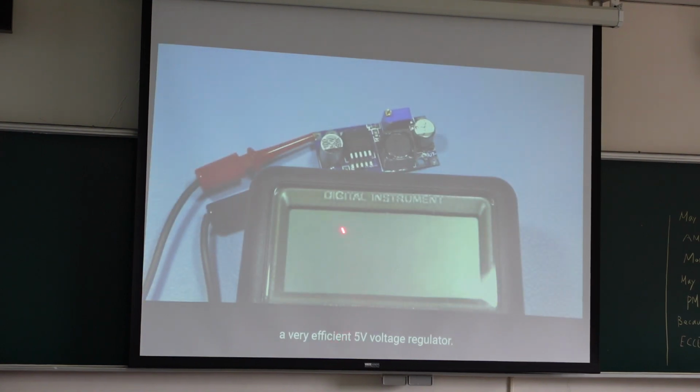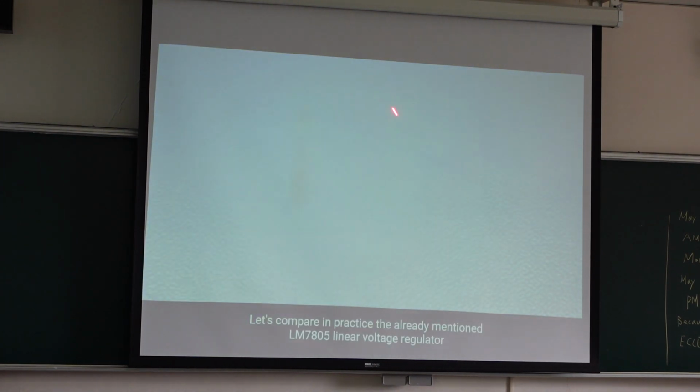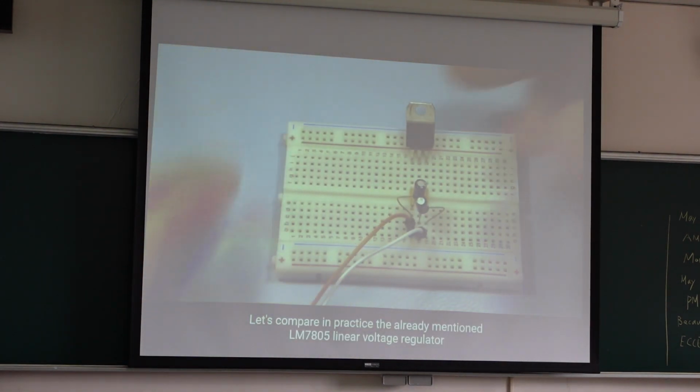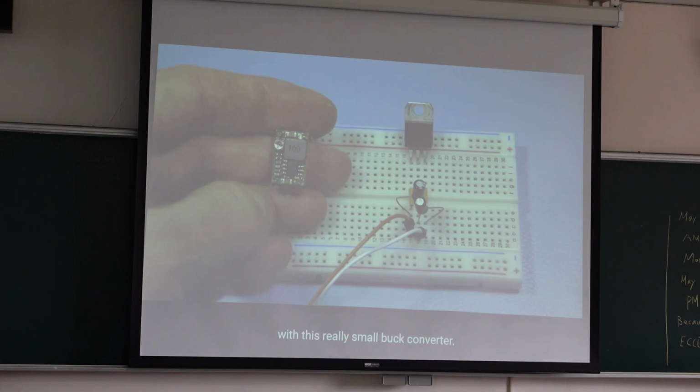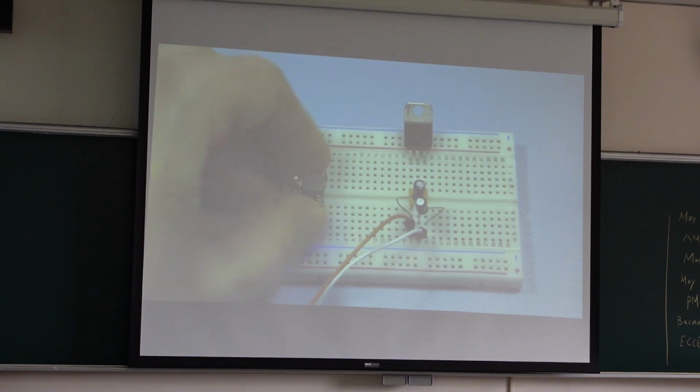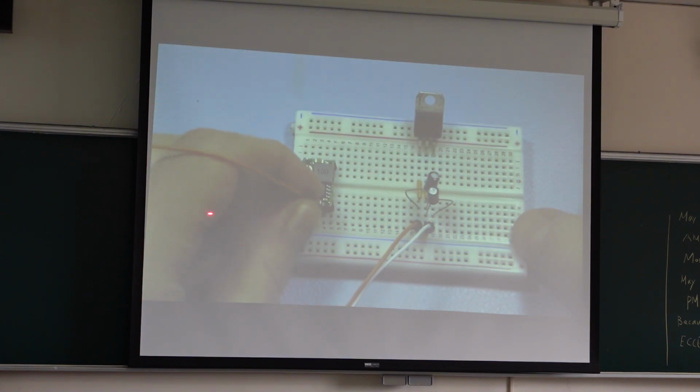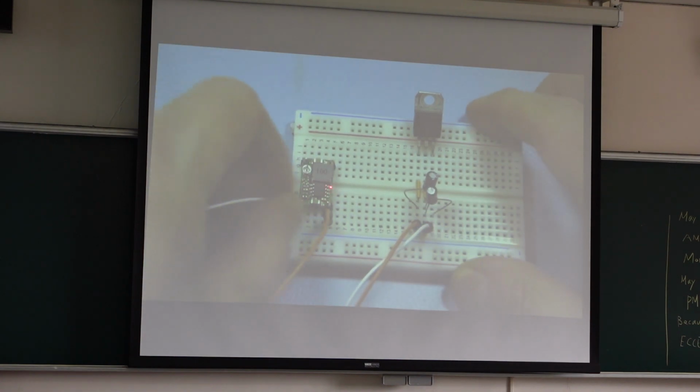The efficiency could be higher than 90%. Let's compare in practice the already mentioned LM7805, a linear voltage regulator, and this really small buck regulator. So very small, but the power loss is very high.